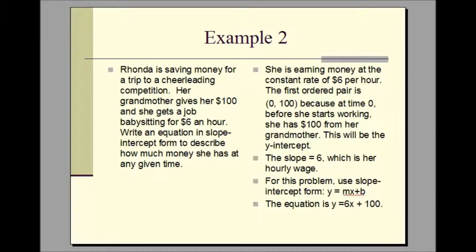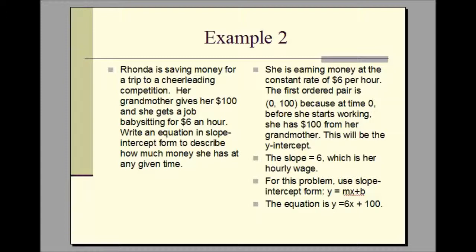Example 2. Rhonda is saving money for a trip to a cheerleading competition. Her grandmother gives her $100 and she gets a job babysitting for $6 an hour. Write an equation in slope-intercept form to describe how much money she has at any given time.